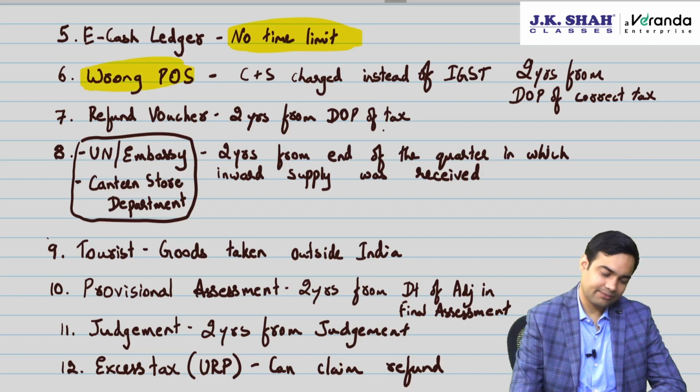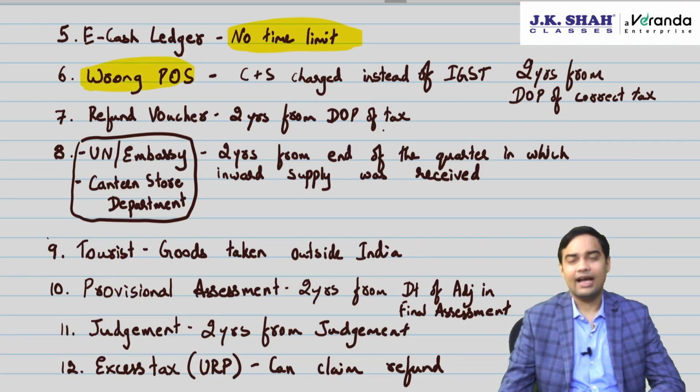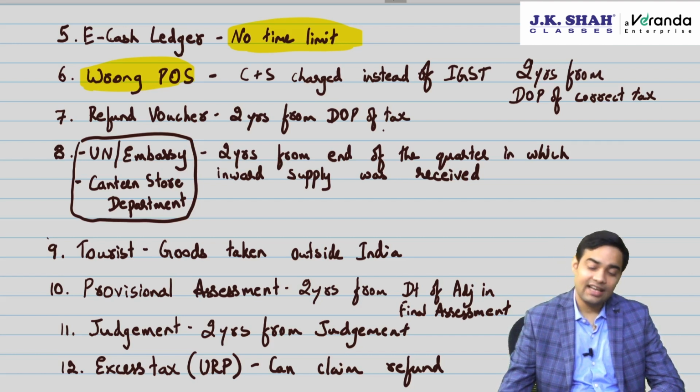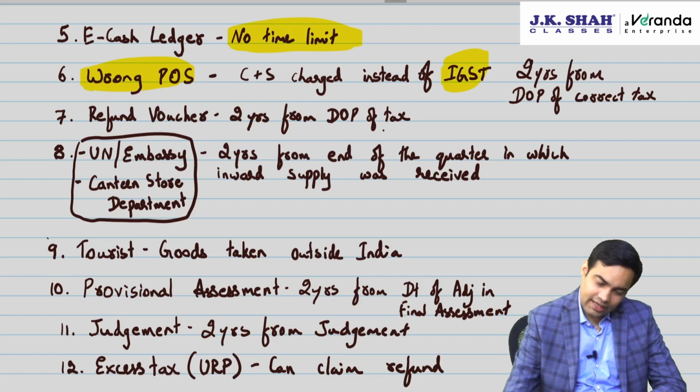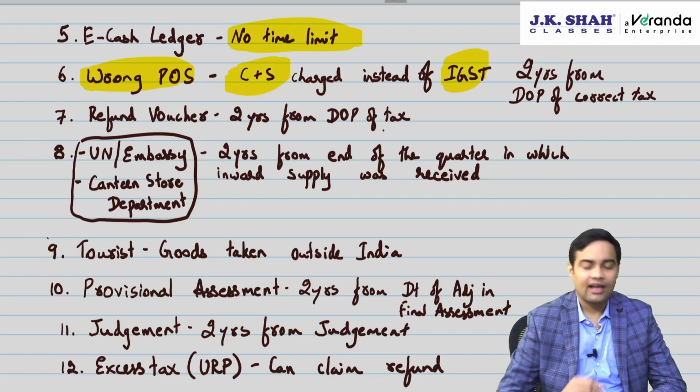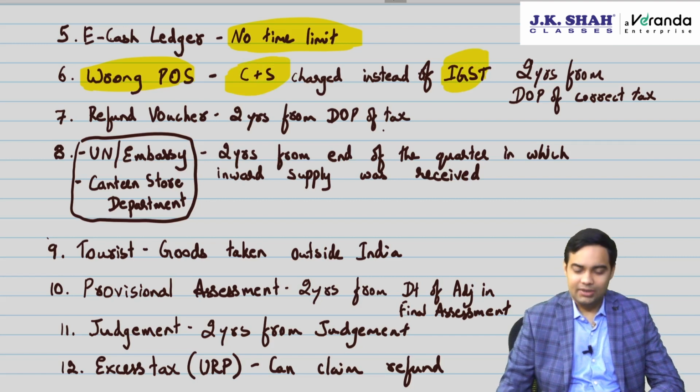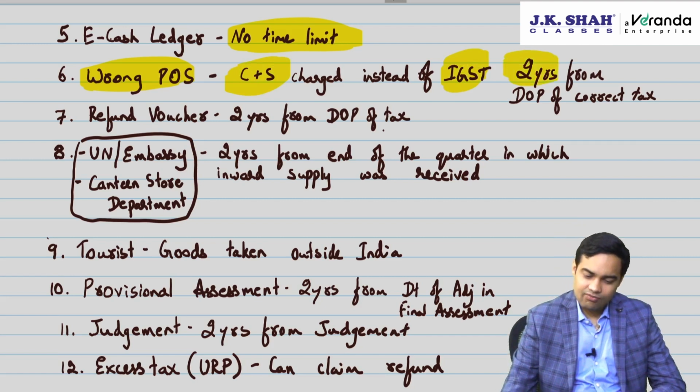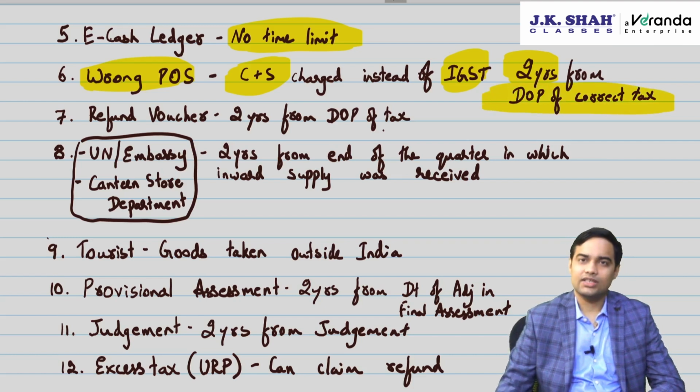Wrong place of supply. Say suppose I have paid C plus S instead of IGST, and later I get to know that I paid C plus S instead of IGST. Then I have to pay IGST now, and then I can claim a refund of C plus S. Within what time period? 2 years from the date of payment of correct tax. The day when I pay the correct tax, from there within 2 years I have to file a refund application.